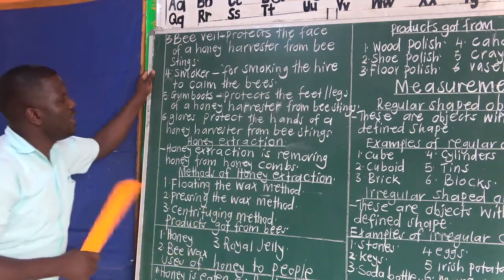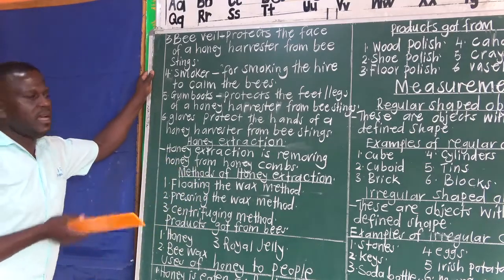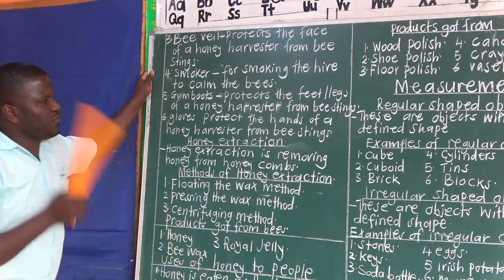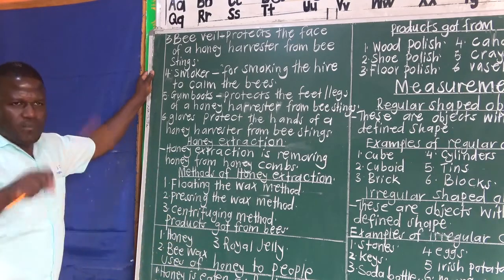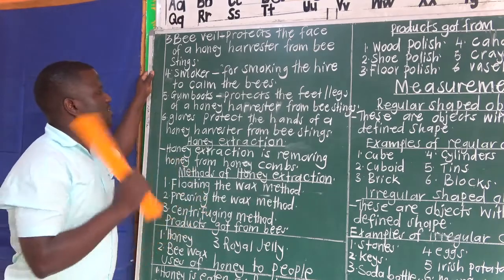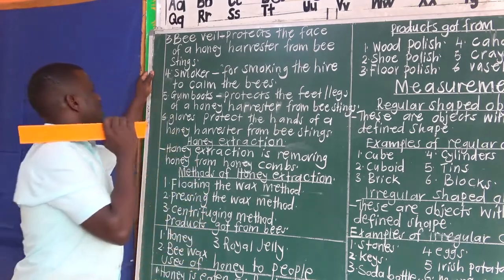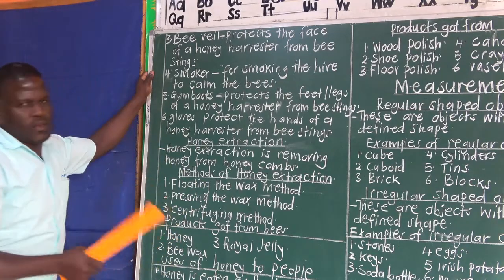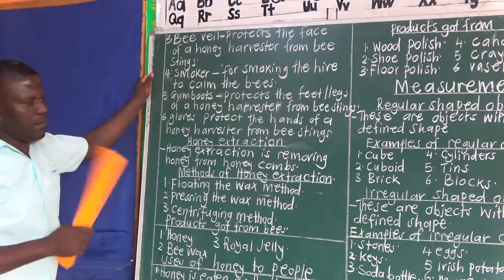We have a smoker. A smoker is used for smoking the beehive to calm the bees. So the smoke is the one which calms the bees, but the smoker is used for smoking the beehive. Why do you smoke a beehive before harvesting honey? To calm the bees.